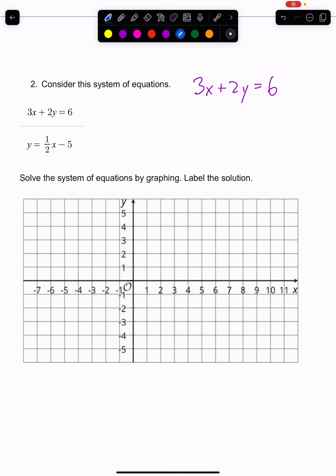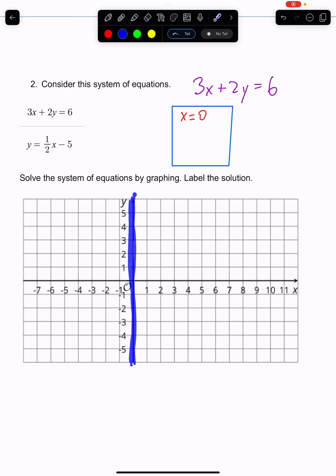I recommend with this, let's just find these intercepts. Plug in 0 for x, see what y equals. Plug in 0 for y, see what x equals. We just need 2 points to graph this line. Let's see what happens when x equals 0. That's going to be our vertical intercept. When x equals 0, we're going to find where the graph crosses this axis right here.